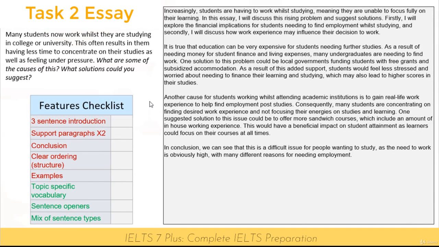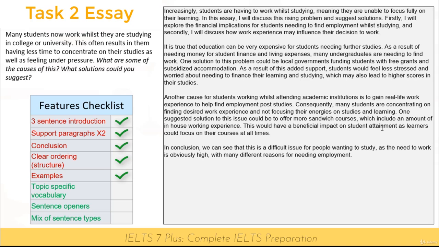Let's quickly go through the features checklist. So 3-sentence introduction is there. 2 support paragraphs. Yes, we have them. Conclusion, definitely. A clear ordering. Now, I made the plan, which made me concentrate on one problem and solution for each paragraph. So that's definitely well structured thanks to my plan. Examples. Yes, I give lots of examples about who could solve problems and how these solutions would help students.